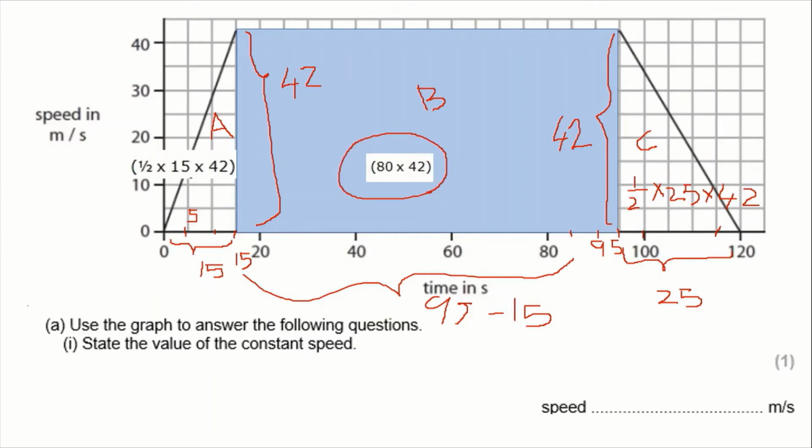What you should do is add these three areas, that is the area of A plus area of B plus area of C. So you will get the final answer, which is the distance traveled. And there's another method to calculate the area. This is a trapezium. So you are able to calculate the area of the trapezium straight away as well.